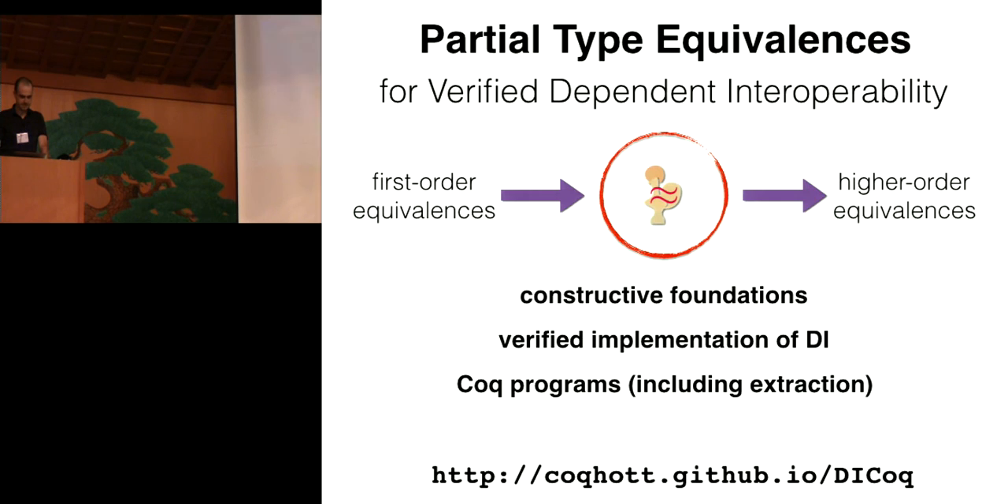Okay, that's it. So we have presented this notion of partial type equivalences for verified dependent interoperability, which provides constructive foundations and a verified implementation of dependent interoperability over Coq, both inside Coq and through extraction. The code is on GitHub if you're interested, and I'll be happy to take your questions.